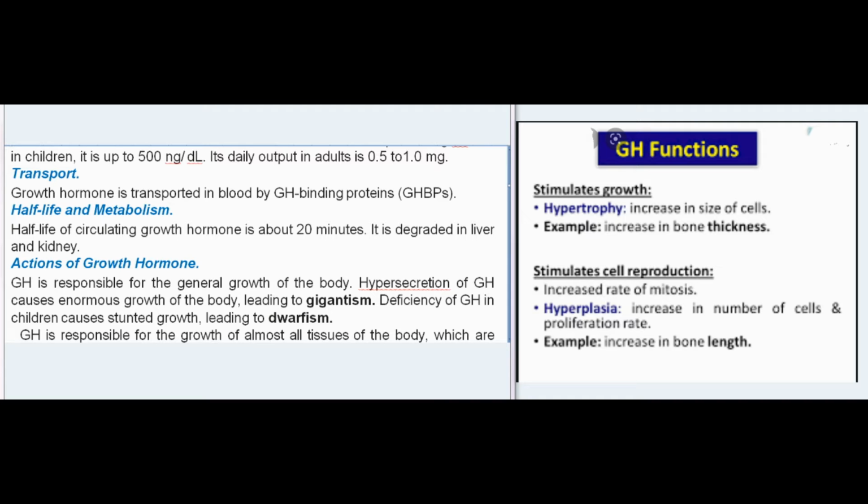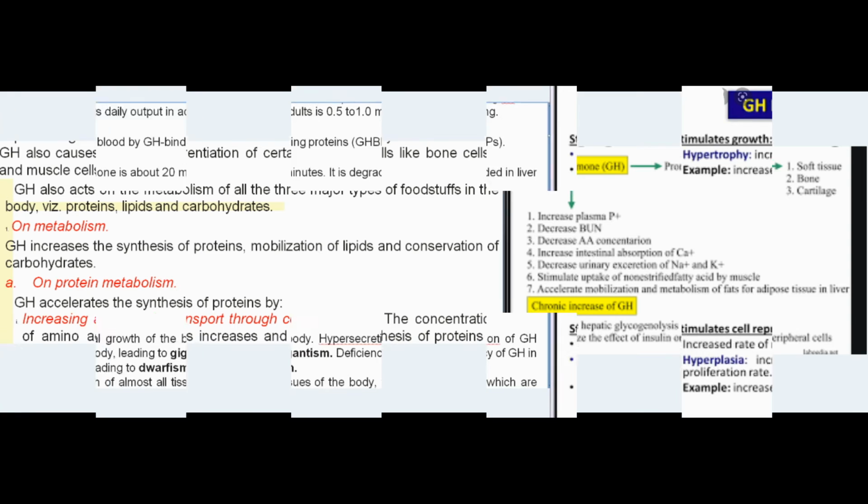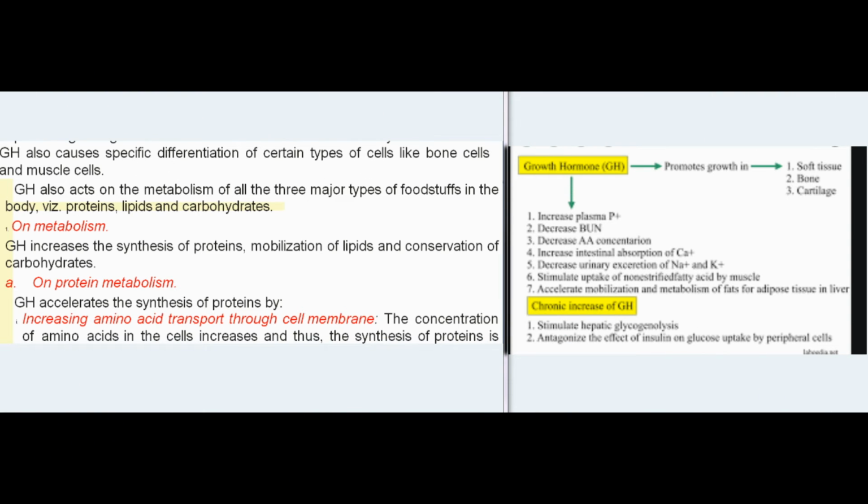Hypersecretion of GH causes enormous growth of the body, leading to gigantism. Deficiency of GH in children causes stunted growth, leading to dwarfism. GH is responsible for the growth of almost all tissues of the body, which are capable of growing. It increases the size and number of cells by mitotic division. GH also causes specific differentiation of certain types of cells like bone cells and muscle cells.